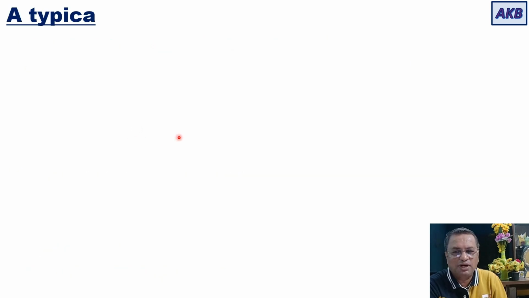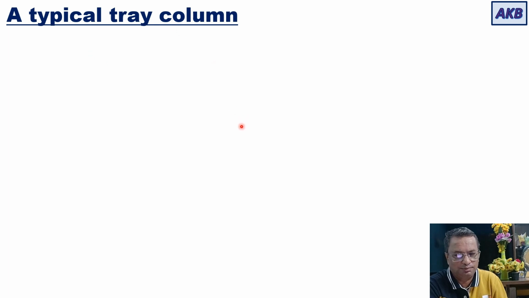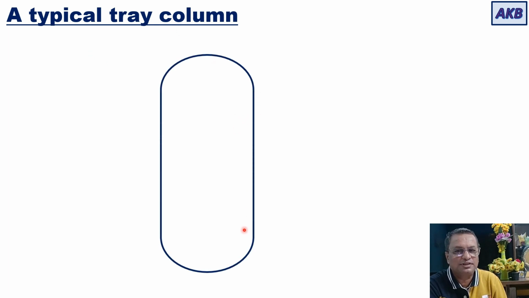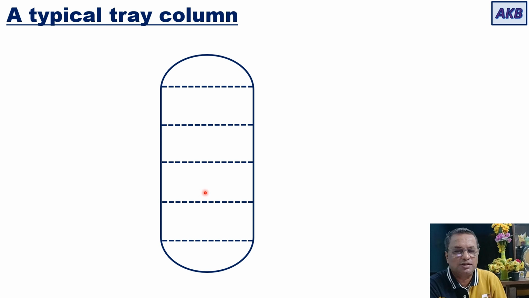To begin with, we will understand the operation of a typical tray column. A tray column is a cylindrical vessel that has multiple trays, multiple plates, in it. Each plate acts as a device where liquid and vapor phases are brought in contact with each other. Feed is admitted on a tray that is located centrally. We call that tray the feed plate. The liquid part of the feed flows down and is taken out at the bottom.